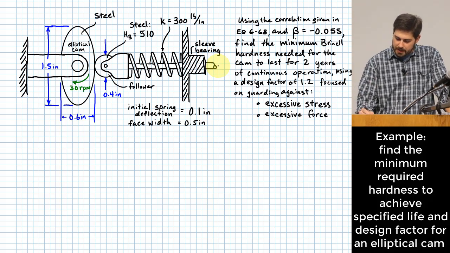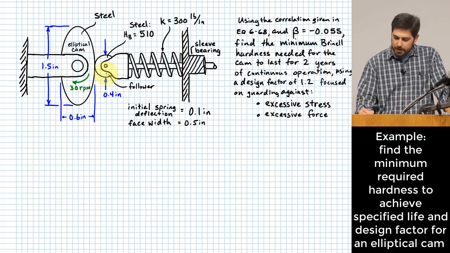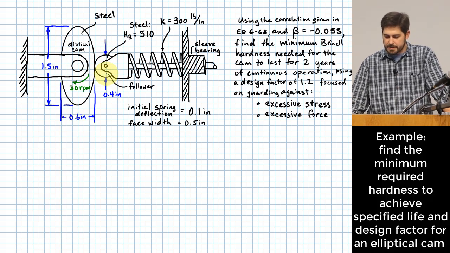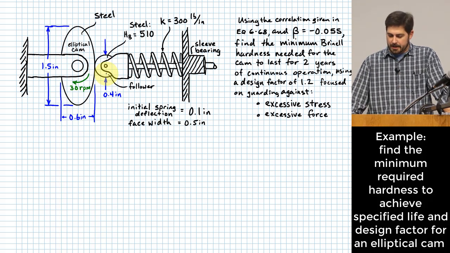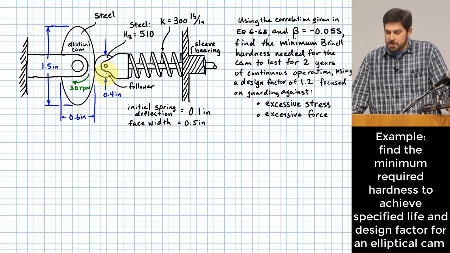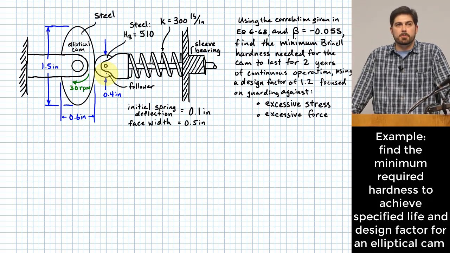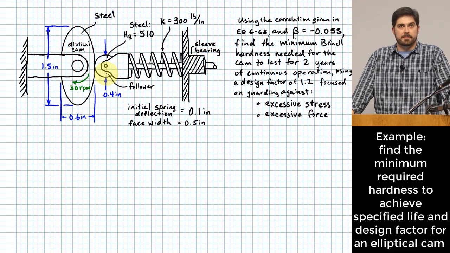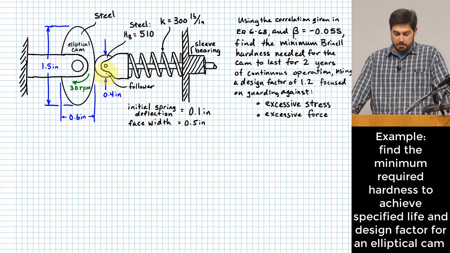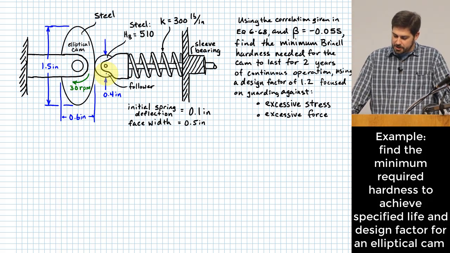The surface of the cam follower here has a Brinell hardness of 510. All right. The spring constant for the spring is 300 pounds per inch. And in the position that you see it shown, it already has 1/10 of an inch of spring deflection. So that means that when it's sitting there right now, it's pushing with a certain amount of force against the cam due to that 1/10 of an inch of spring deflection.